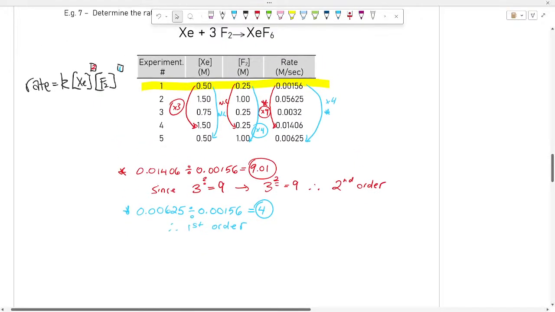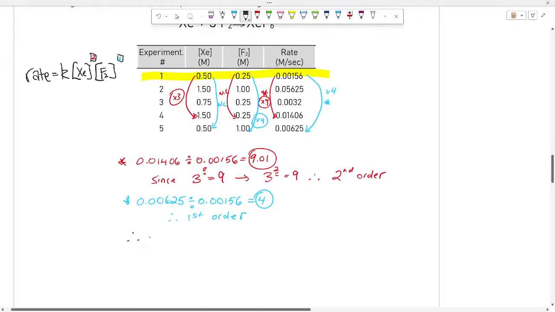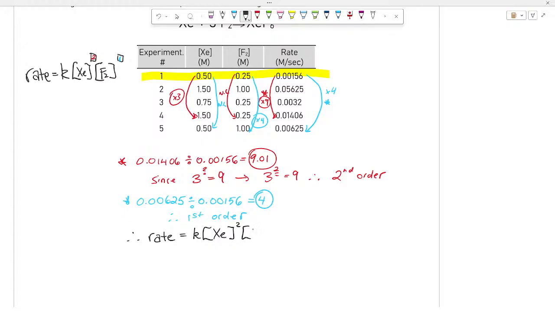And that means our rate law is: the rate equals some constant K times the concentration of Xe to the exponent 2 times the concentration of F2 to no exponent. But now, let's find K. And how the heck do we do that, mathletes?